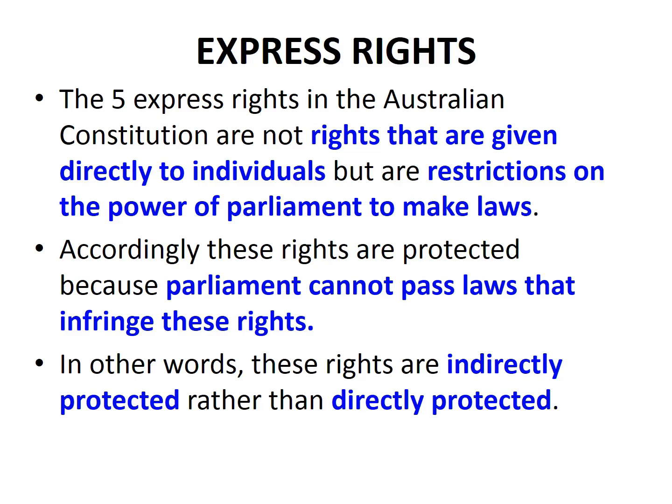So as I've said on the slide, the 5 express rights in the Australian Constitution are protected because Parliament cannot pass laws that infringe these rights. That's why we say that these rights are indirectly protected rather than directly protected. They're indirectly protected because the Australian Constitution includes restrictions on the power of Parliament to make laws that infringe those rights. They're not directly protected because those rights are not given directly to individuals, as in the case of the United States Bill of Rights.